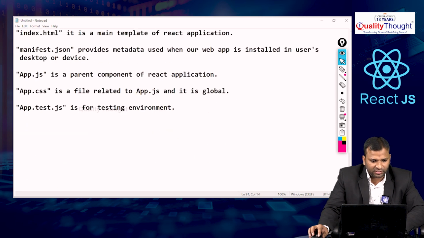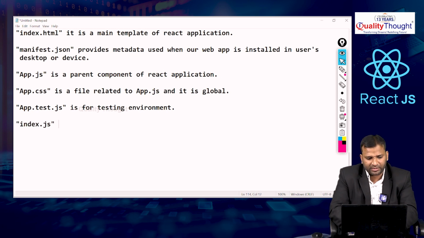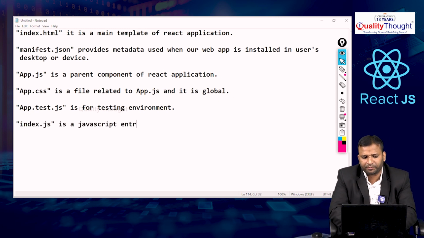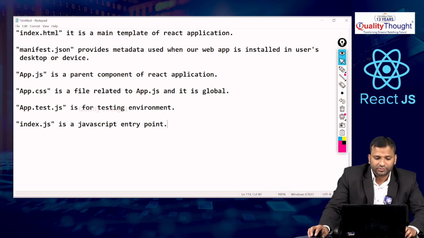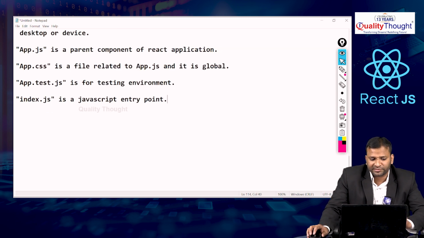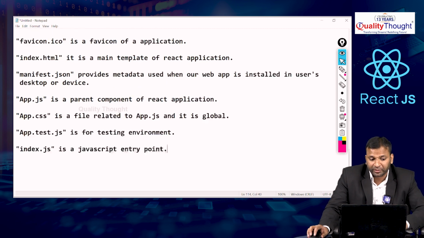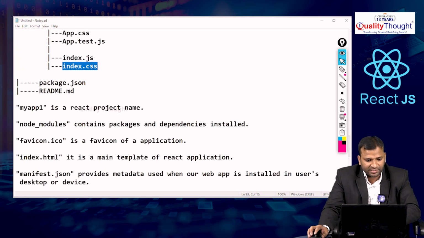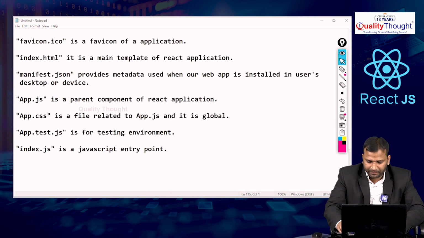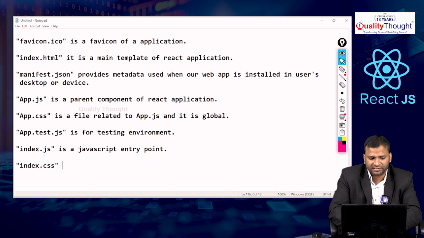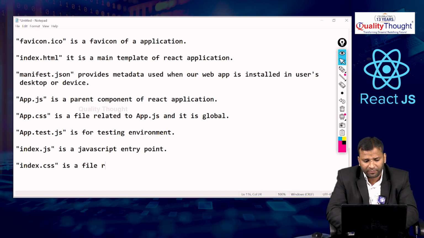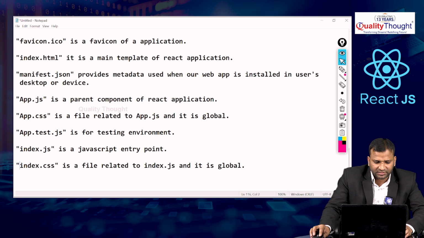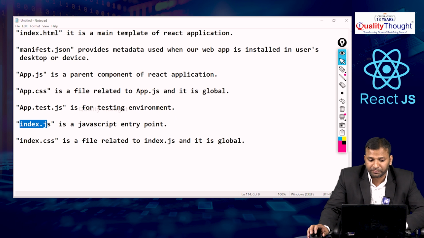Next we have one more called index.js. Index.js is a JavaScript entry point, guys. So remember that point here, it's an entry point, it is not a component, we call it an entry point. Then we have index.css. Index.css is a file related to index.js and it is global. Means this file is specially designed for index.js, but it is global, you can use it, no problem.